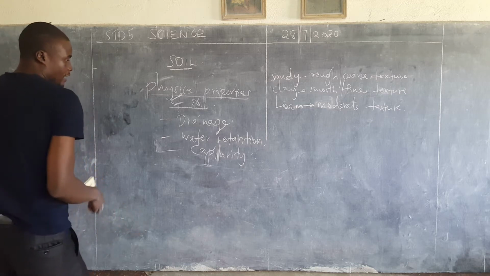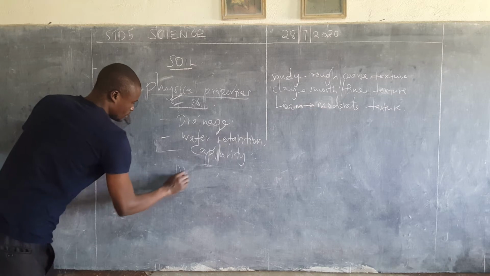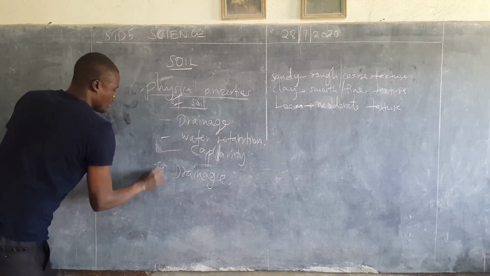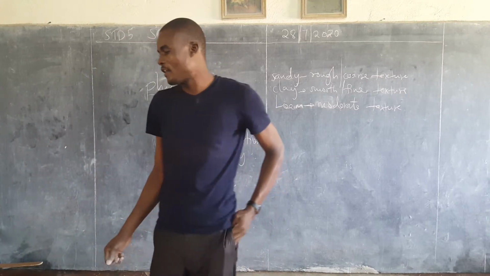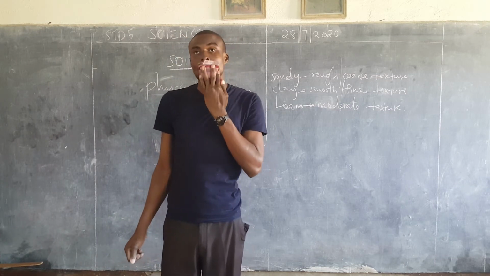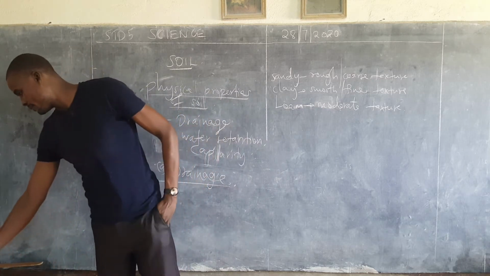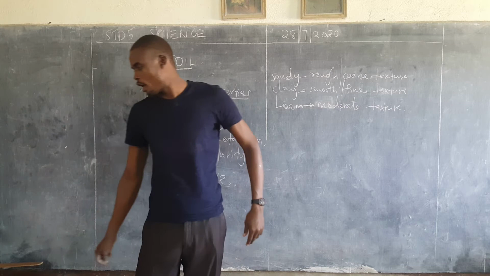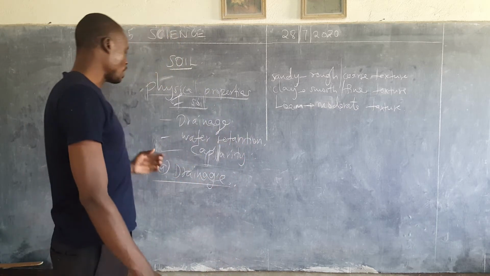So we begin with drainage, and we are going to see what we have under drainage. So we begin with drainage as number one. So what is drainage? Now, ask yourself that question. And the answer is that drainage is the ability of the soil to allow water to pass through it. The ability of soil to allow water to pass through it.